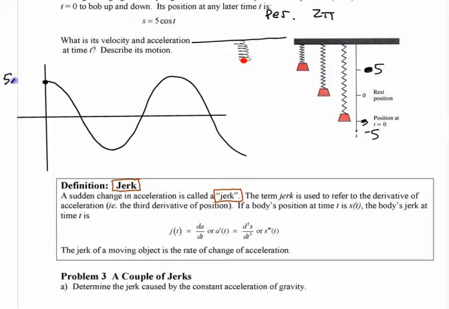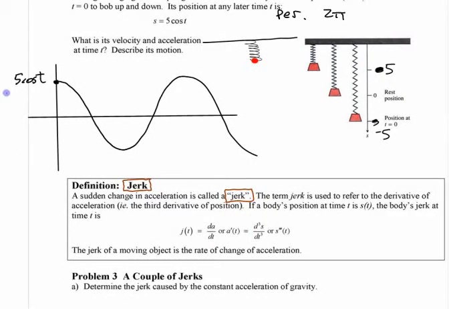So this is 5 cos t. That's the position. When it is at the top, what's its velocity? We're going to do the velocity in a different color here. What's the velocity at the beginning when it's at the top? When it's at the top, what's its velocity? For a split second, it's 0, right? Because it's going up, then it's going down. It has to be 0 in there somewhere. So it's 0 at the top.